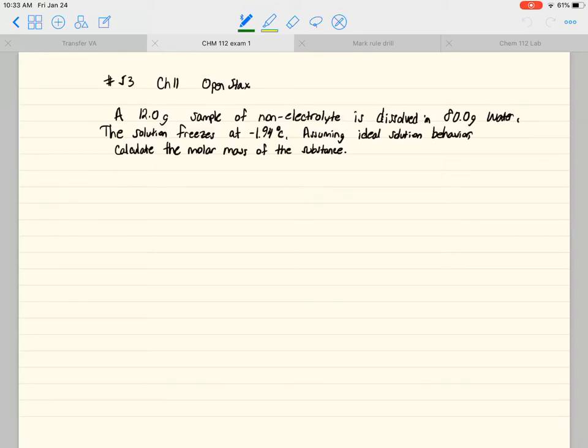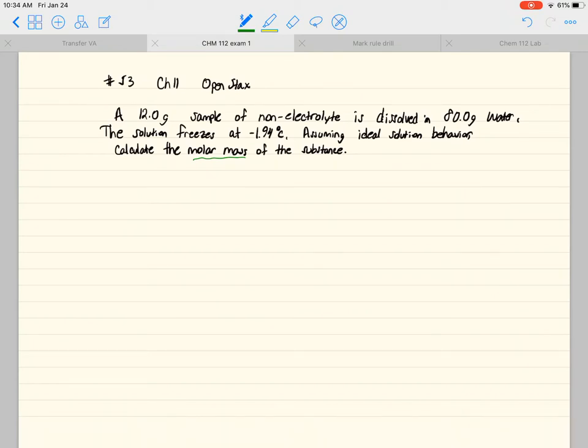Okay, this video is my second example, so I'll jump into it more quickly. This is problem 53 from chapter 11 of the OpenStax Chemistry textbook, second edition. What we've got here is a molar mass problem. We want to know the molar mass, and we have some different quantities here.